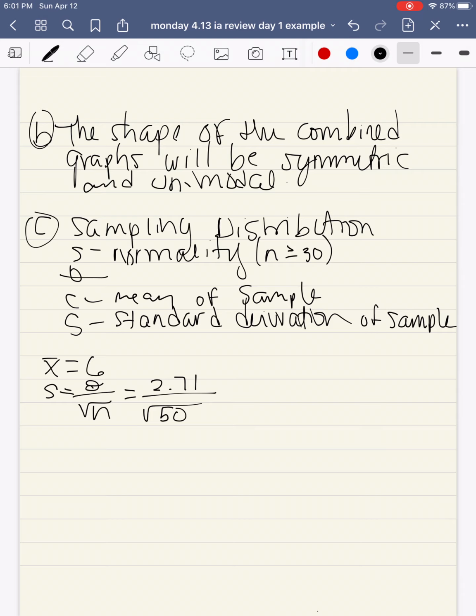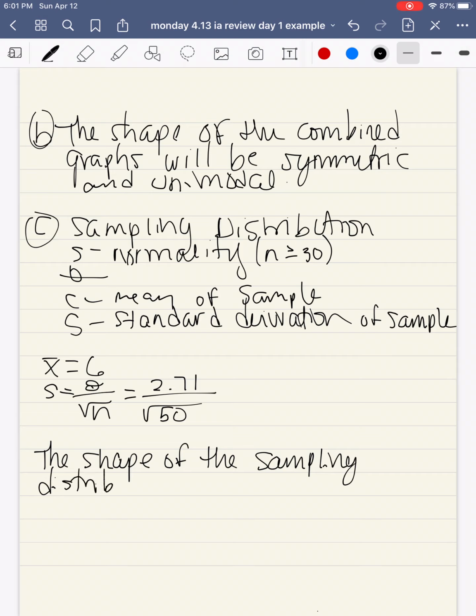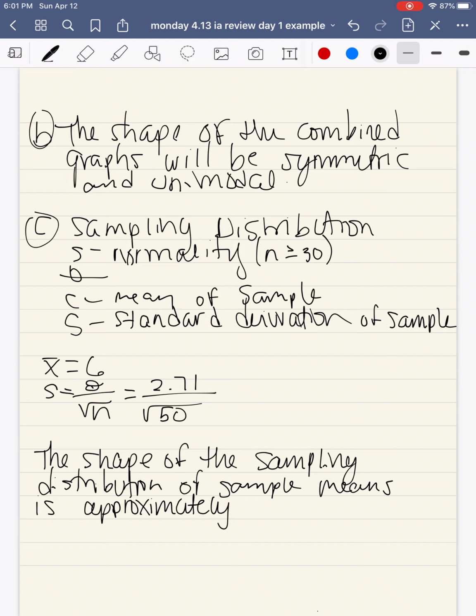So we can say the shape of the sampling distribution of sample means is approximately normal. So this is a key piece here. It's not necessarily going to be normal exactly. It's going to be approximately normal, just because we can't say normal 100%. It's going to be approximately normal.